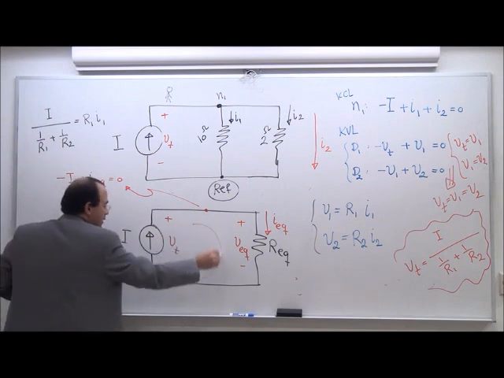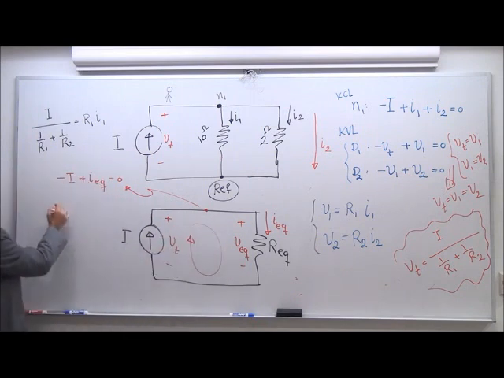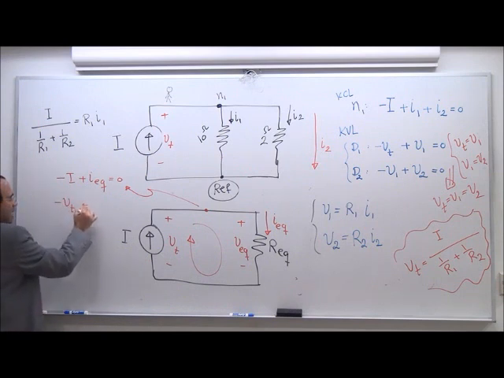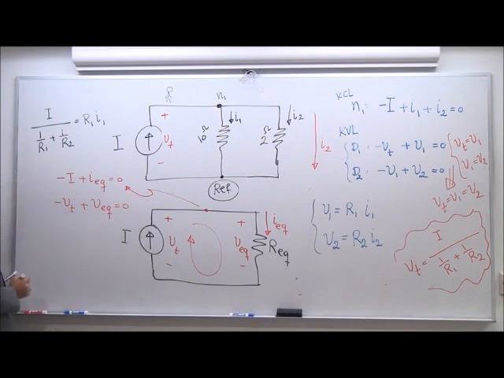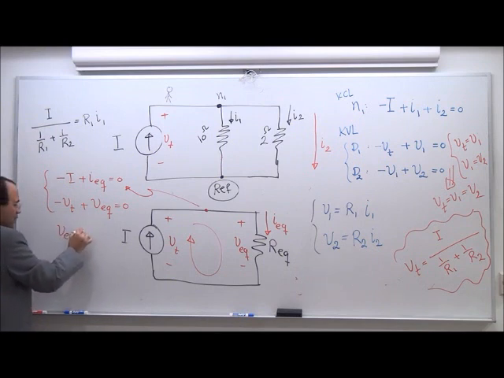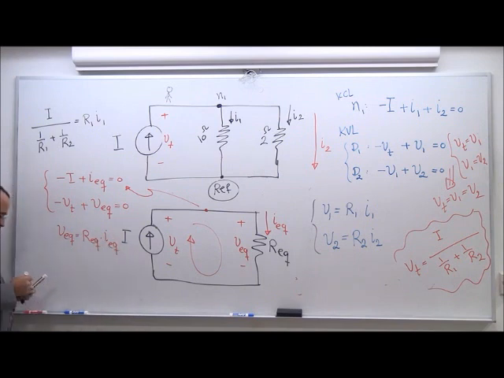When I write KVL for this loop, I'm going to see minus VT, minus polarity first, and then V equivalent next, and that's it. This is KVL, that's going to be KCL, and the component law demands V equivalent is equal to R equivalent times I equivalent. Let's put them all in perspective and see what happens.